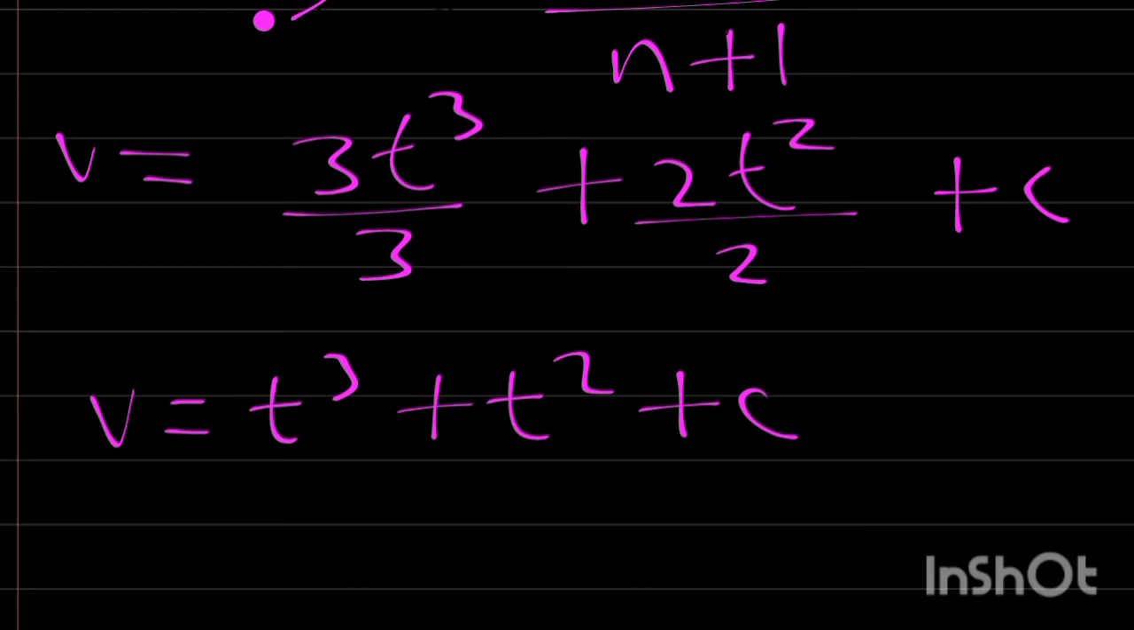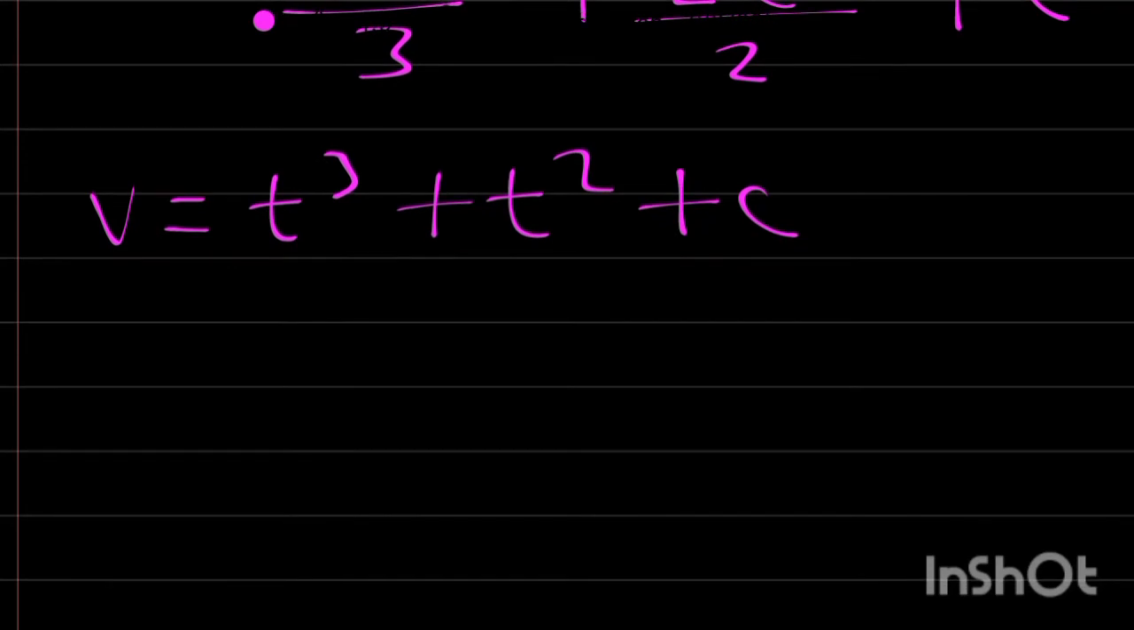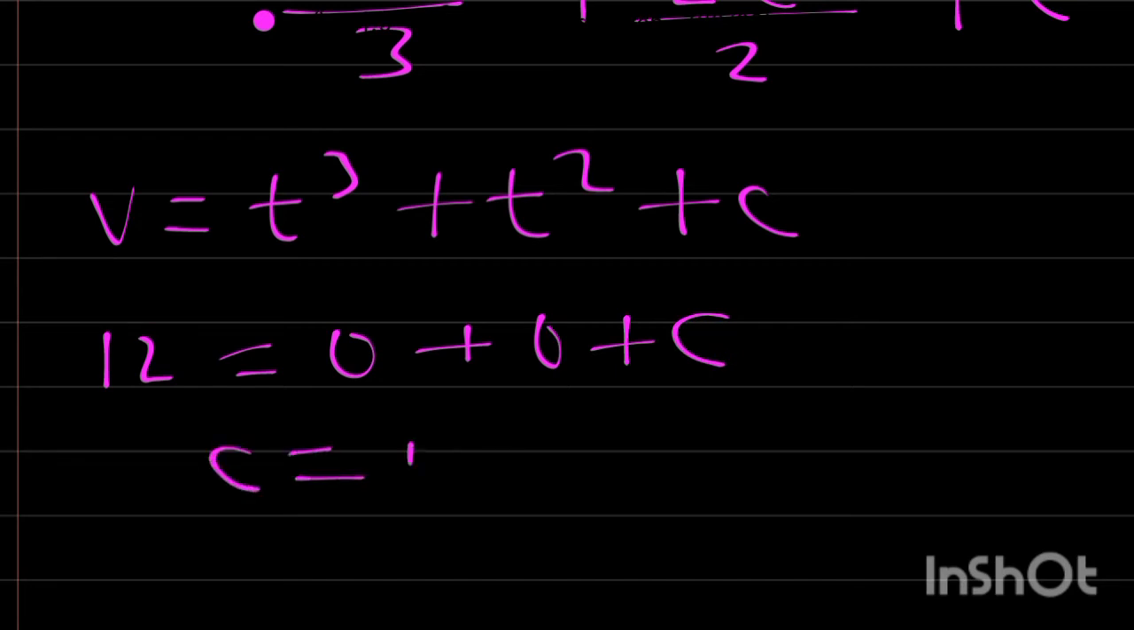So the initial velocity is 12, but we are going to take that initial velocity to be taking place at 0 seconds. That is when the object has not started with this acceleration, when the acceleration has not yet started taking place. The initial velocity of the object is 12 meters per second. So 12 is equal to 0 raised to power of 3 is 0, then plus 0, then plus c. From this, it means that our constant is 12. c is equal to 12.